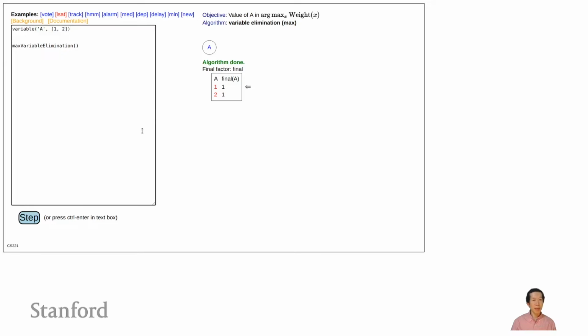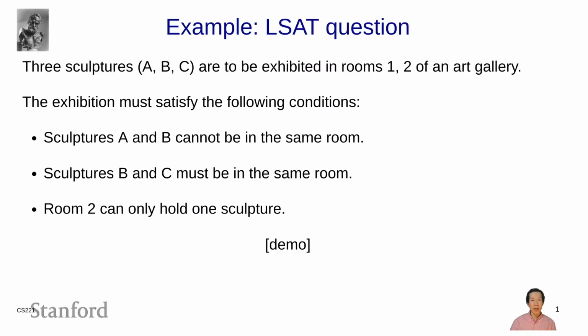I hit step, and I get this variable, and I can mouse over and see the domain of that variable. Now I can do it for the other two sculptures, B and C. You'll see that now I have three variables, A, B, and C, each of which can take on values 1 or 2. So now let me define the factors. I'm going to define a factor for each of these three conditions. Usually each condition corresponds to a factor, but as we'll see later, that's not always the case.